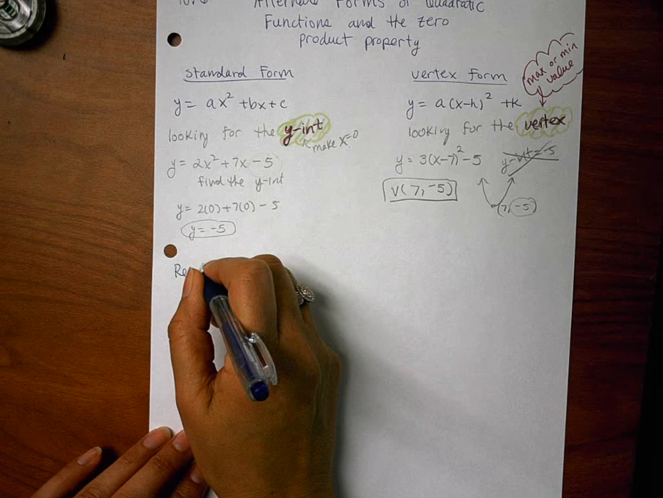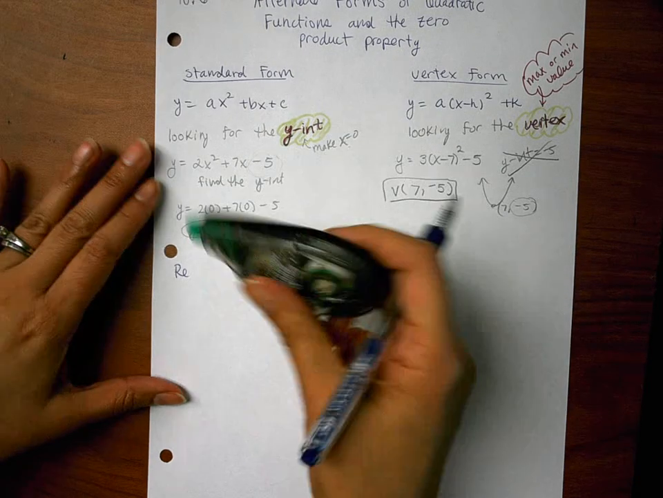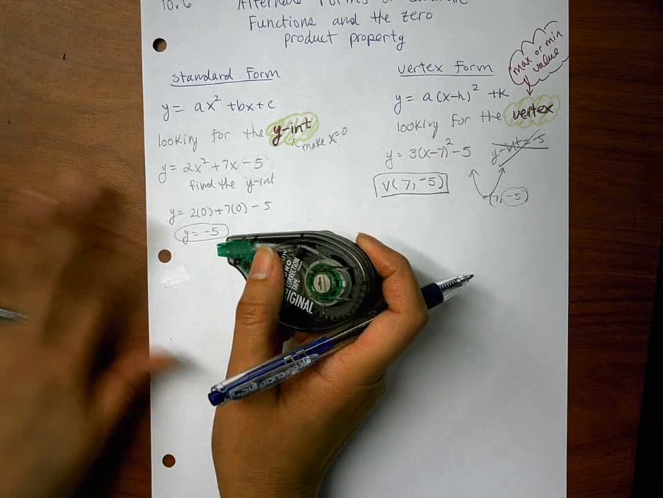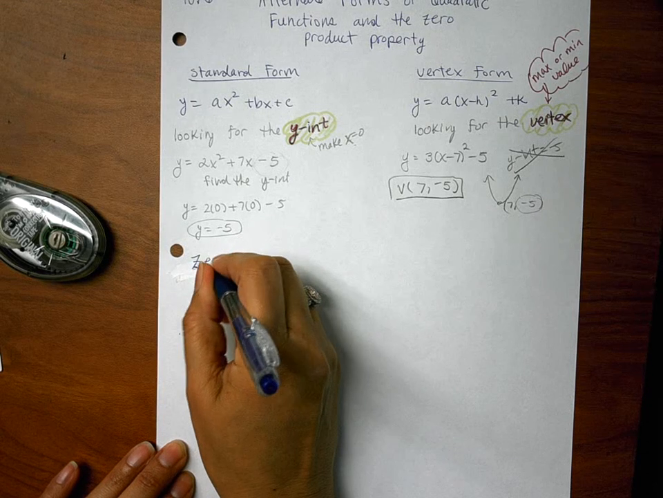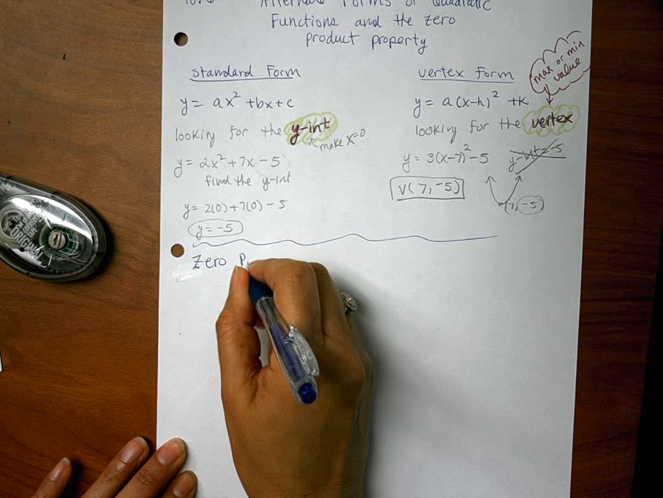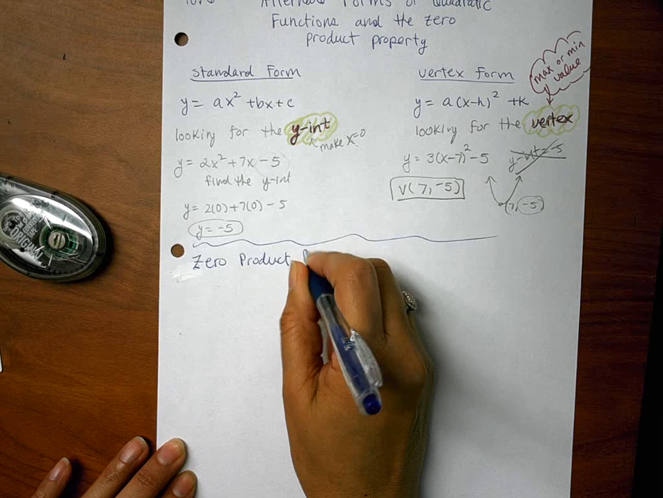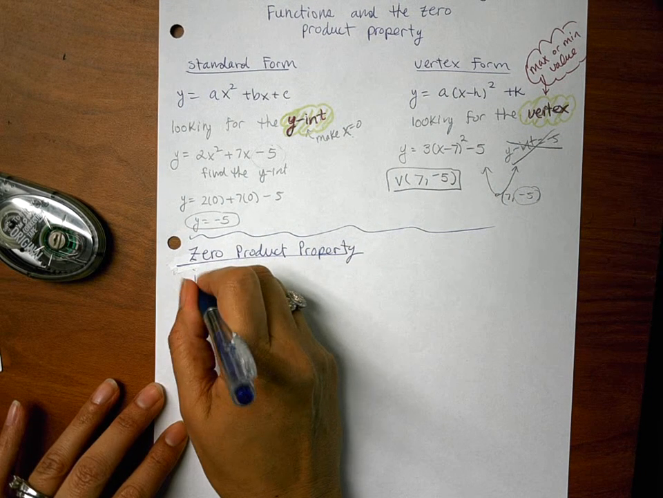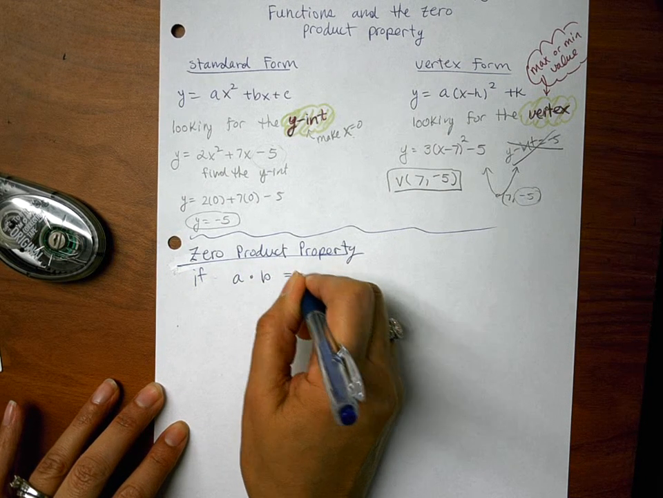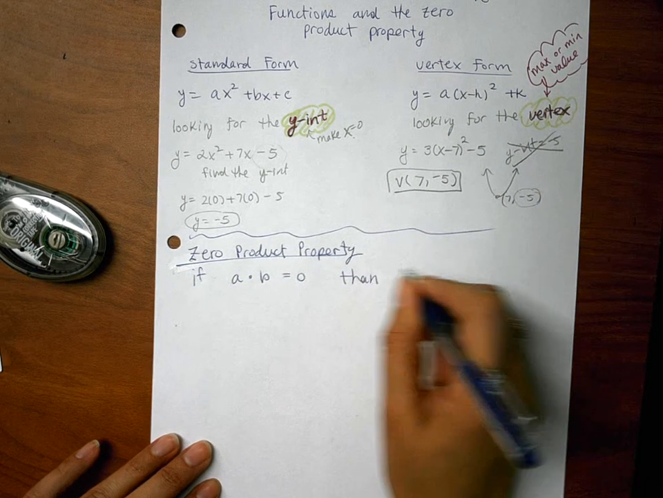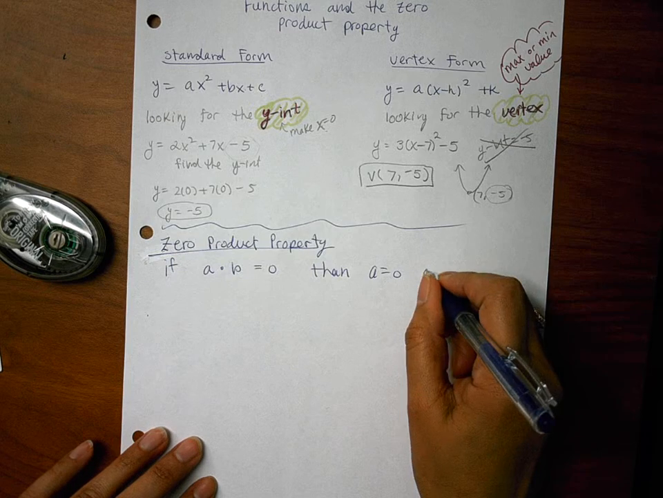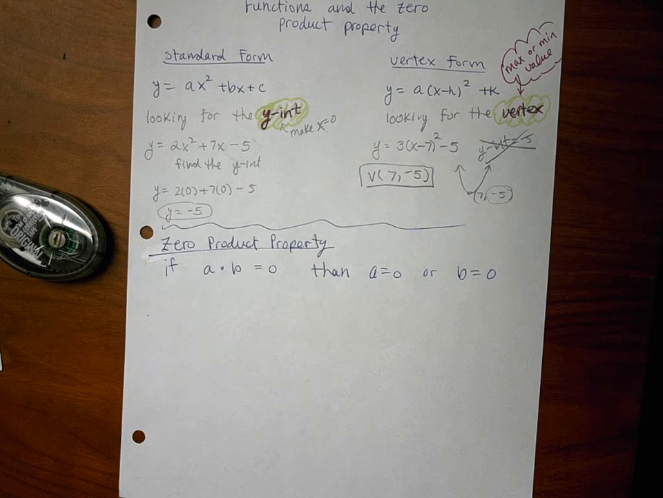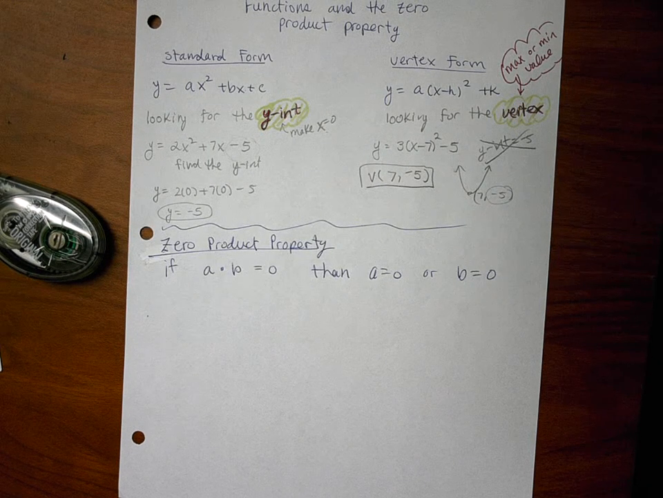Okay, next we're going to talk about the zero product property. Zero product property. What is it? What does it mean? How are we going to use it? Okay. Zero product property states if A times B equals 0, then either A equals 0 or B equals 0. If the product of any two numbers is 0, then one of the numbers must be 0. That's just the way zero product property works.